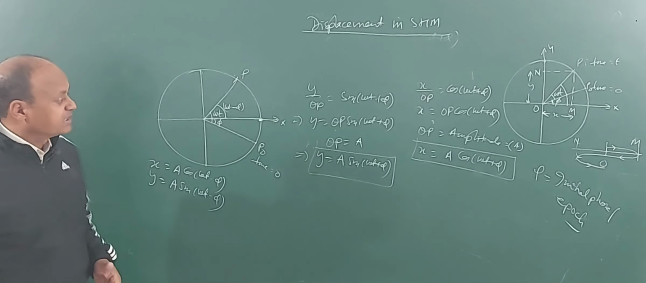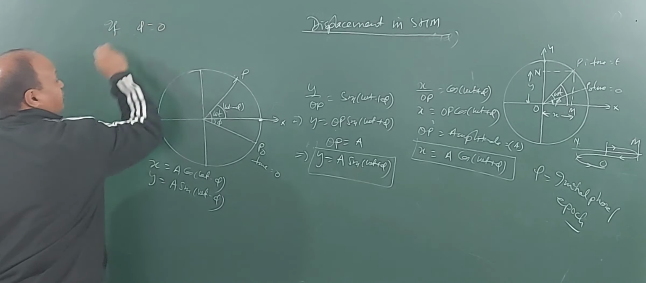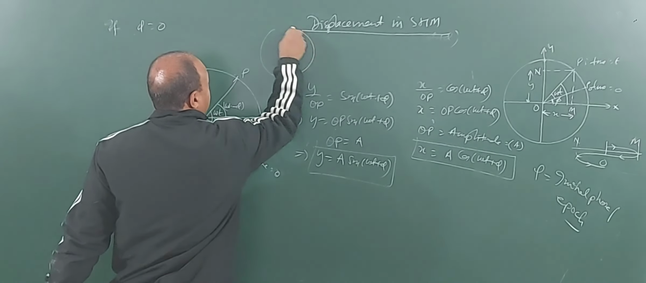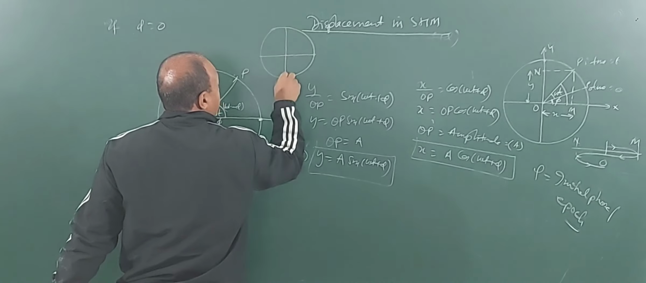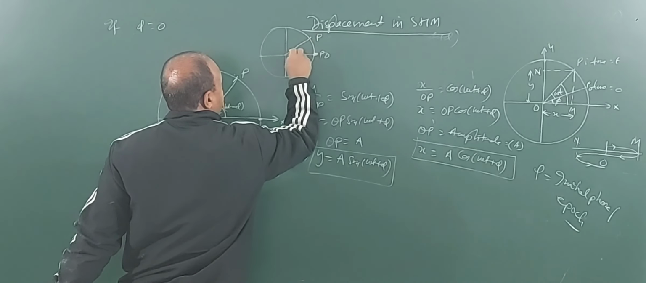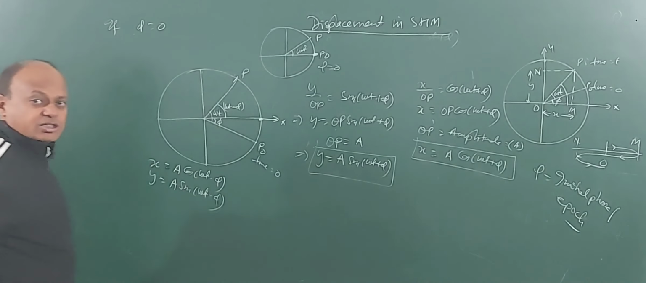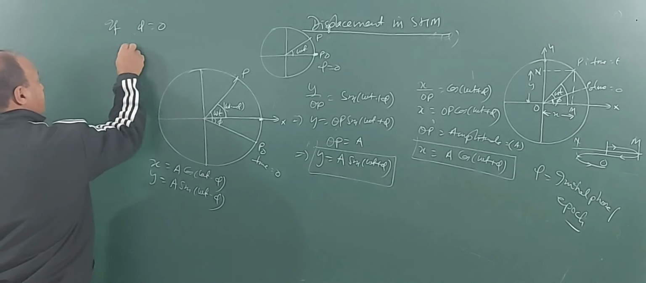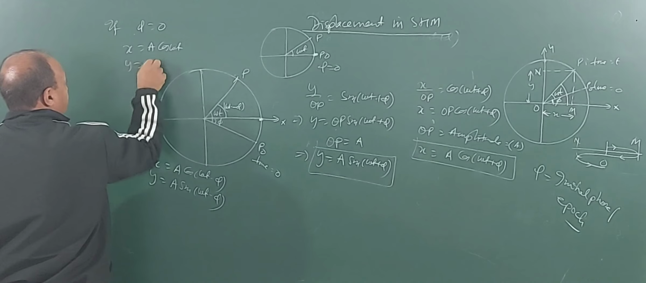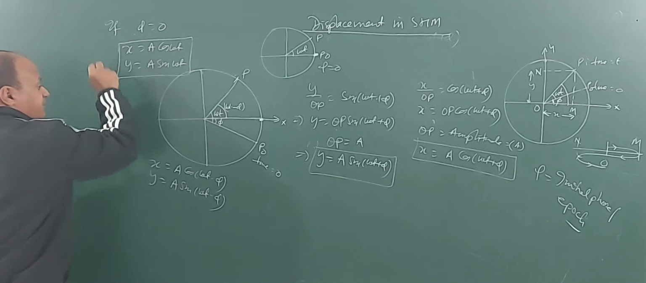Now we have a third special case. If phi is equal to 0, initial phase is 0. Now what does it mean? It means that the particle here is starting from this point. This is P0 and this is P, this is omega t. So here phi will be 0. So if phi is equal to 0, then the displacement becomes x is equal to A cos omega t, y is equal to A sin omega t. So this you can keep in mind as well.